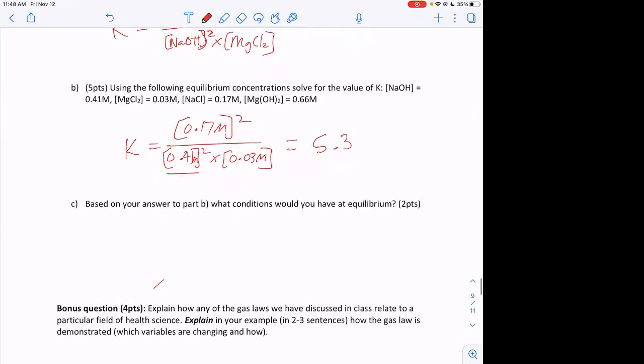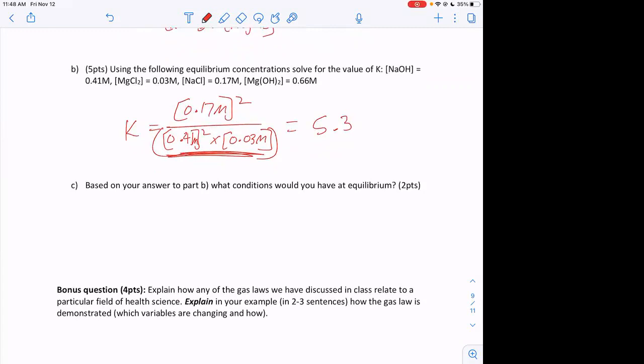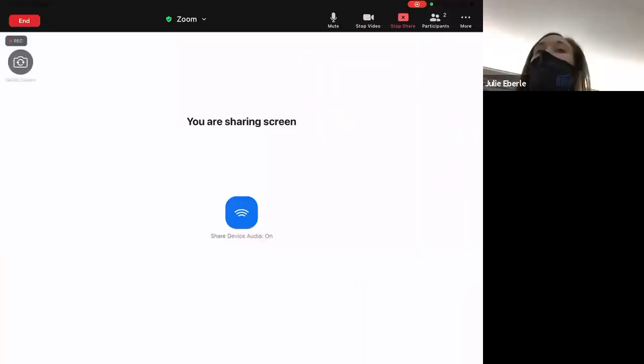Now you had to make sure, since you're multiplying something down here in the denominator, put this in the parentheses if you do it all at once. Anytime you have a multiplication sign in the denominator, you've got to put it in parentheses in the bottom. And then lastly, since K is greater than 1, you're going to have more products. So I'd say more products at equilibrium, more products than reactants. Or you could say the forward reaction was favored. All right, that's it. I know we've got the next class starting in here in like 10 minutes.